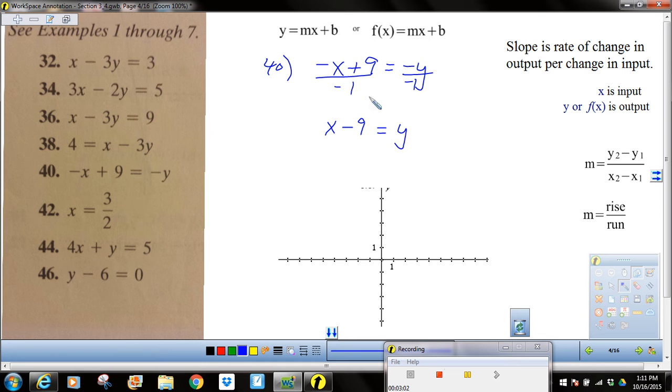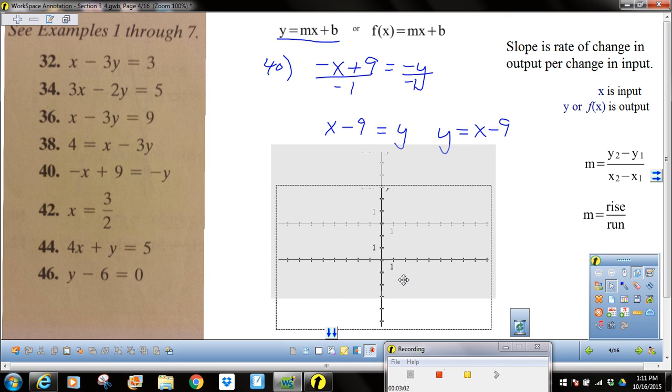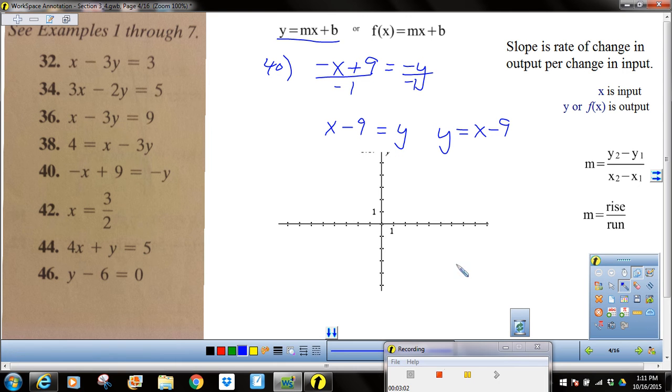Now I'm going to rewrite this so that it looks more like my slope-intercept form. Y is equal to x minus 9. The y-intercept is -9. I'll just move this up a little. Put myself some more marks. 1, 2, 3, 4, 5, 6, 7, 8, 9. Way down here. And the slope is positive 1, so it will go up 1/1 each time.